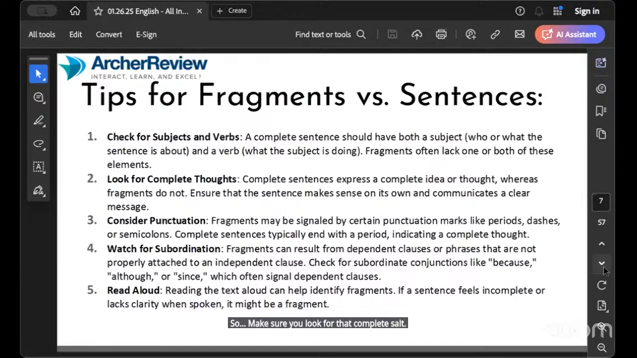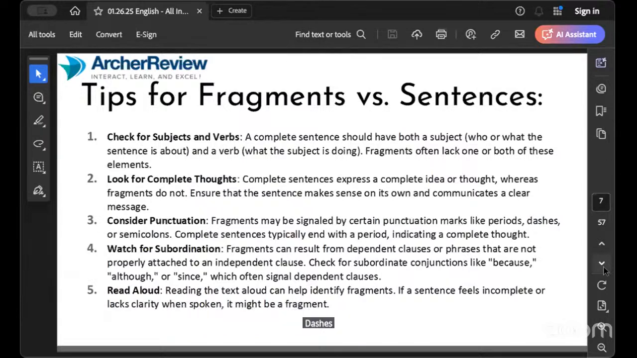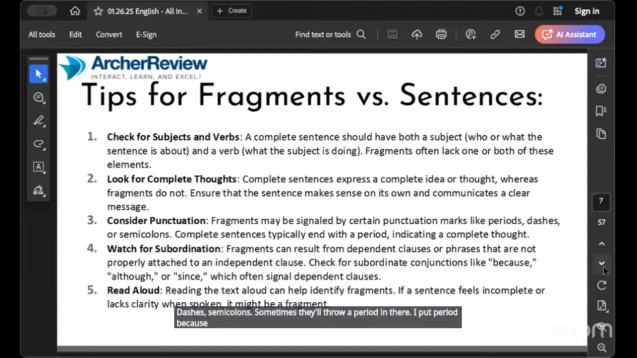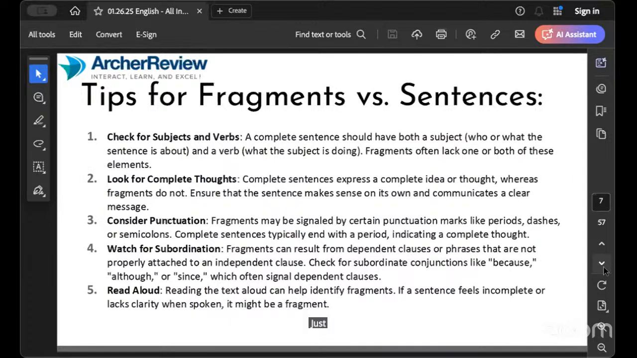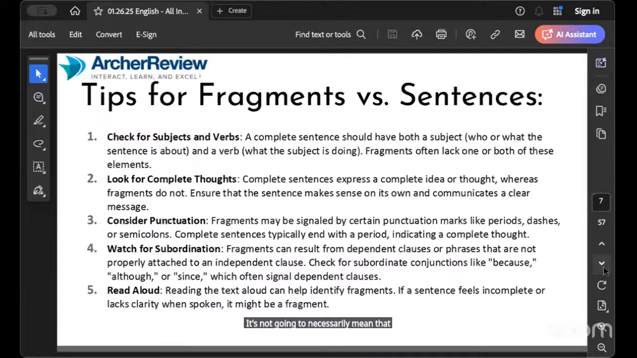Now, another tip is to consider punctuation. Fragments might be signaled by certain punctuations, dashes, semicolons. Sometimes they'll throw a period in there. I put period because sometimes they'll throw those in there just to throw you off. So be careful, because when you're looking at answer options, even though it has a period, it's not necessarily going to mean that it's expressing a complete thought.